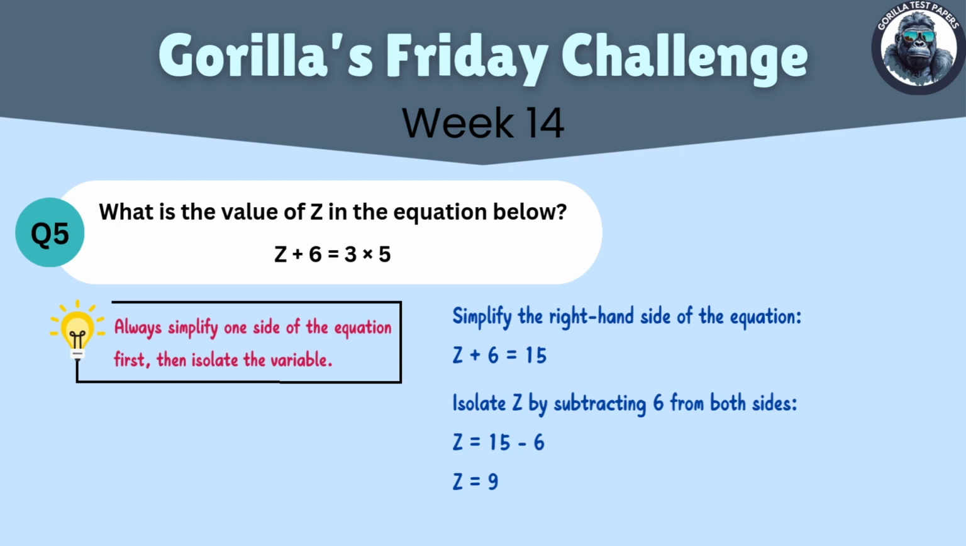And like before, there's also another way to think about it. You can also move the plus 6 to the other side of the equal sign, and when it crosses over it becomes a minus 6. So once again we also get z equals 15 minus 6, which is z equals 9. So therefore the answer is 9. And just like before, either method is totally fine to use.